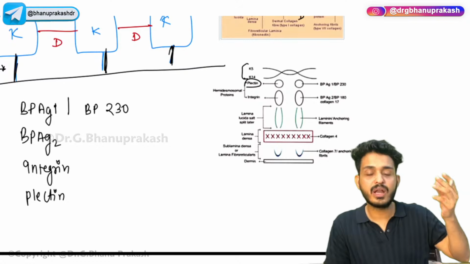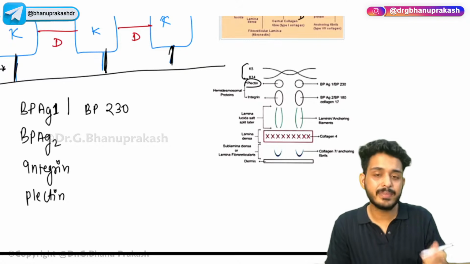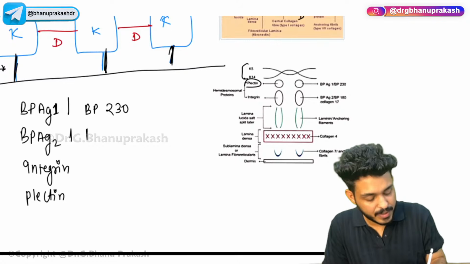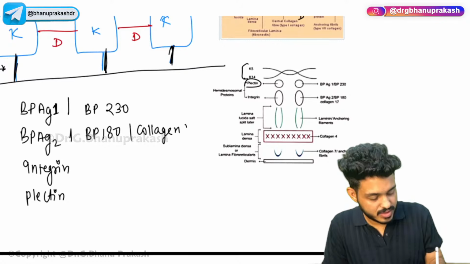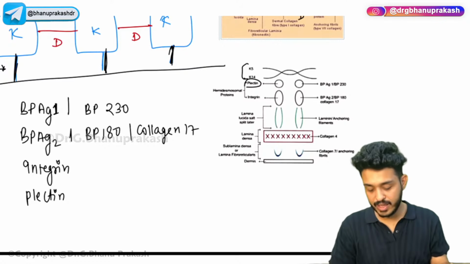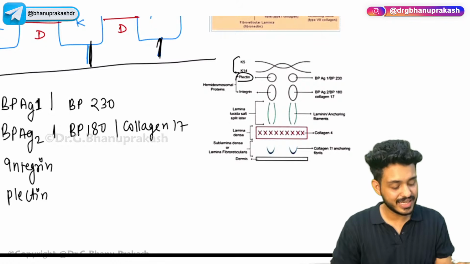If it is 1, the name is bigger, so the number is also bigger. The second one is your BP180, which you can also write as collagen 17. Then we have integrin and plectin. These are the important proteins that you have to remember.